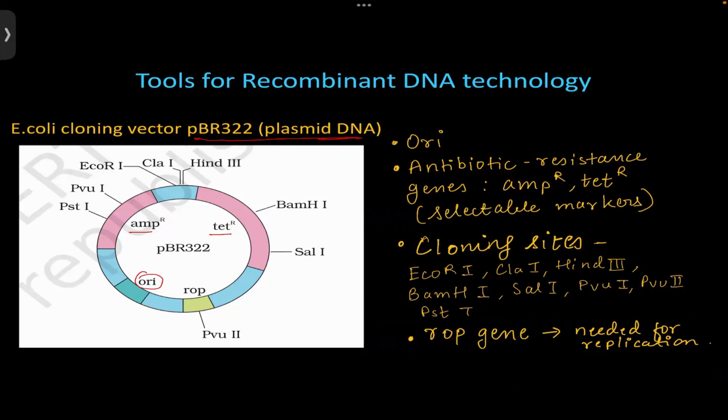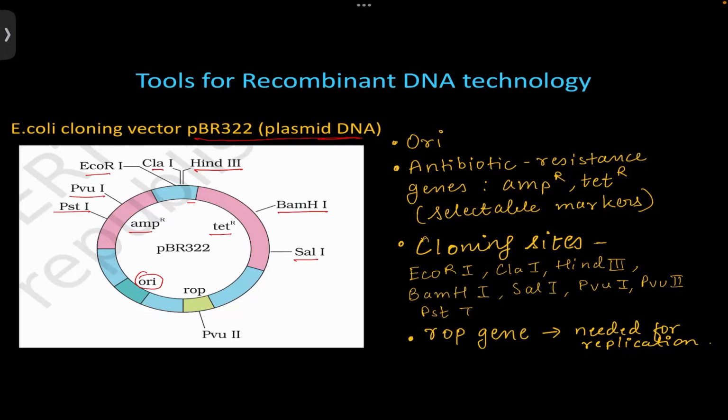Within the antibiotic resistance genes, there are recognition sites. Here they are also called cloning sites or restriction sites. There are multiple names referring to the same thing. These sites are present within the antibiotic resistance genes, and also in other regions as well. This region is separate from the antibiotic resistance gene.